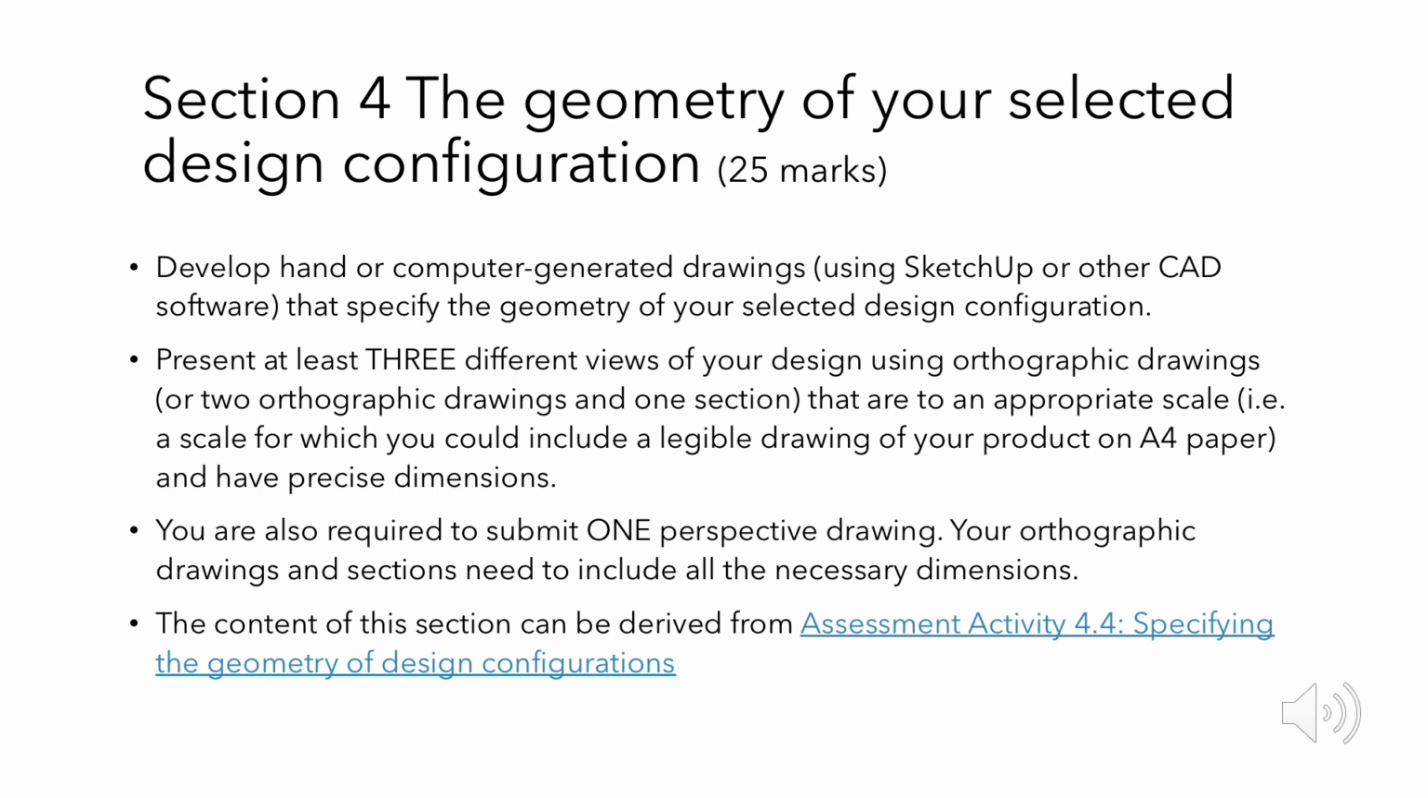So you need to present at least 3 different views of your design using orthographic drawings. It can be 2 orthographics and 1 section. But they should be to an appropriate scale and they should be dimensioned. You also need to submit 1 perspective drawing. The perspective drawing doesn't need the dimensions, but all of the orthographic drawings do. You can see more about this in Assessment Activity 4.4.